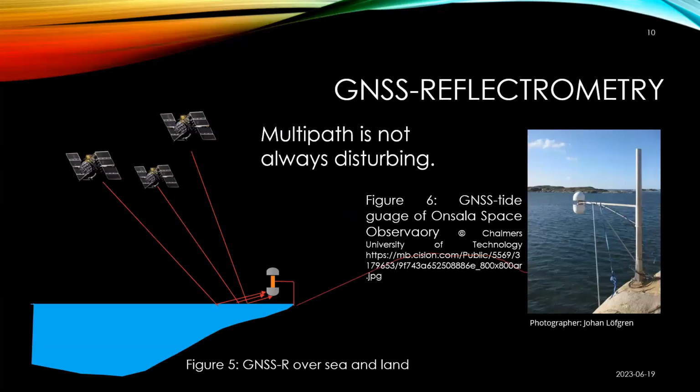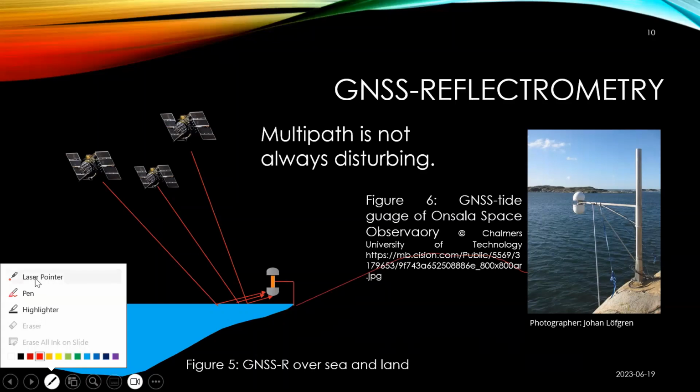And reflectometry, as I already explained, the signals from the satellites continuously go down to the ground, and they are reflected back to space. The problem is that this signal is too weak, and it's not easy to measure. But if we can, we can study what is happening at the land or ocean surface. For example, here, let me see if I can use the laser pointer.